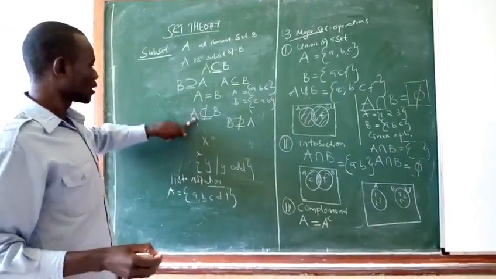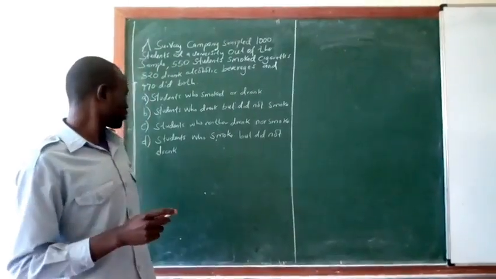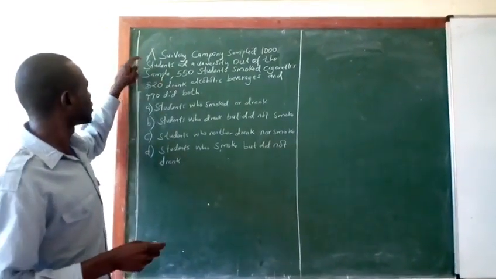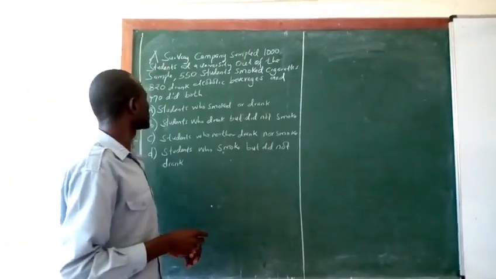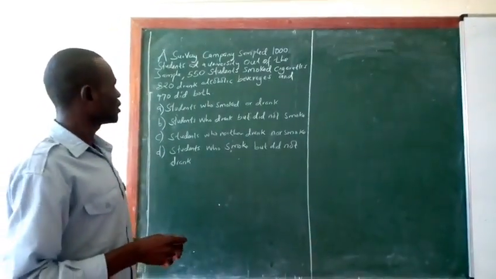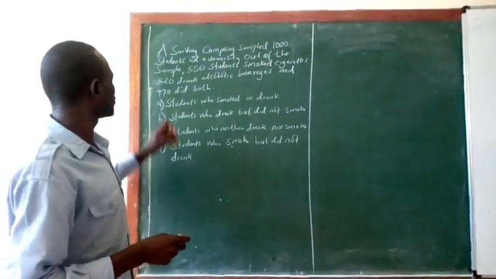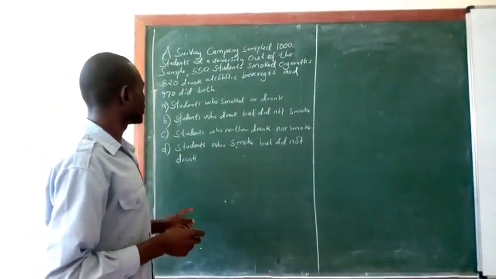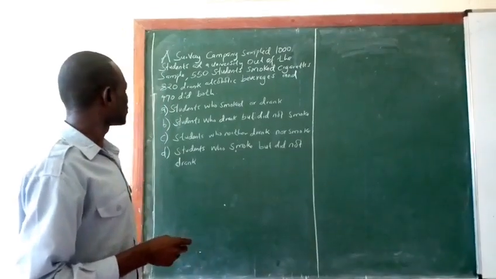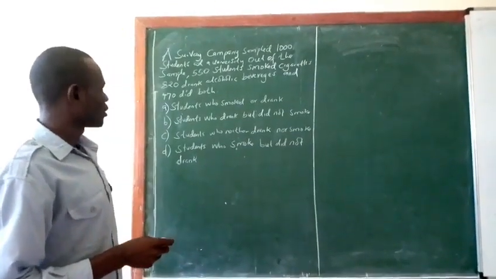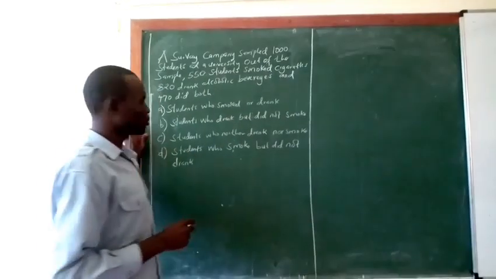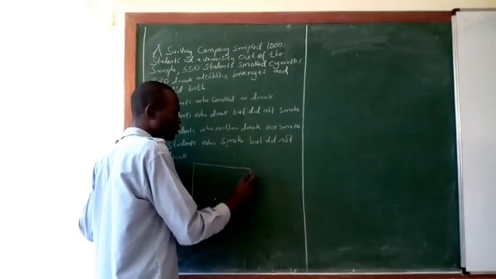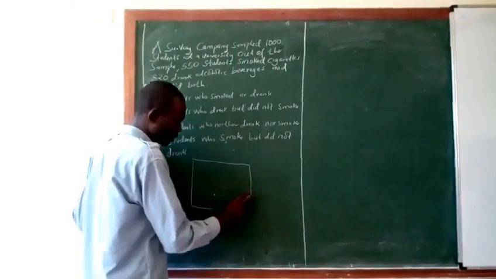Then lastly, let us finalize with a question. In this case, we have a question which is: a survey company sampled 1,000 students at a university, out of which 550 students smoked cigarettes, 820 drank alcoholic beverages, and 470 did both. So let's attempt this question. In this case, we can represent the information in a simple Venn diagram.